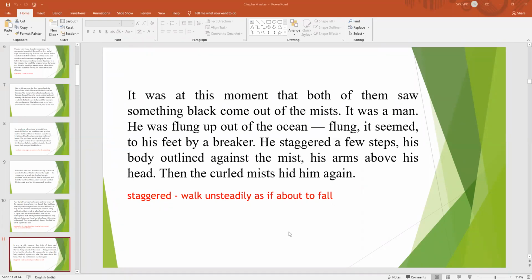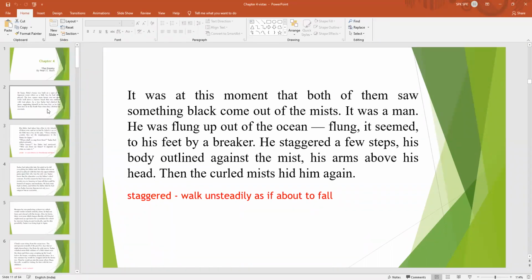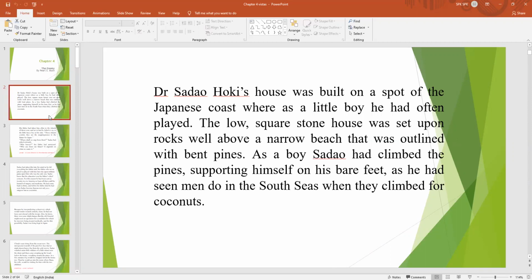So what we have started today, children, is the story of the enemies. In this story, there was Dr. Sadao Hoki, who was Japanese, and there was a war going on between Japan and America. First the writer has given the introduction of the main character of the story, Dr. Sadao Hoki, and he tells where his house was located, and everything about his house, that it is made of stone, and it is covered by bent pine trees.